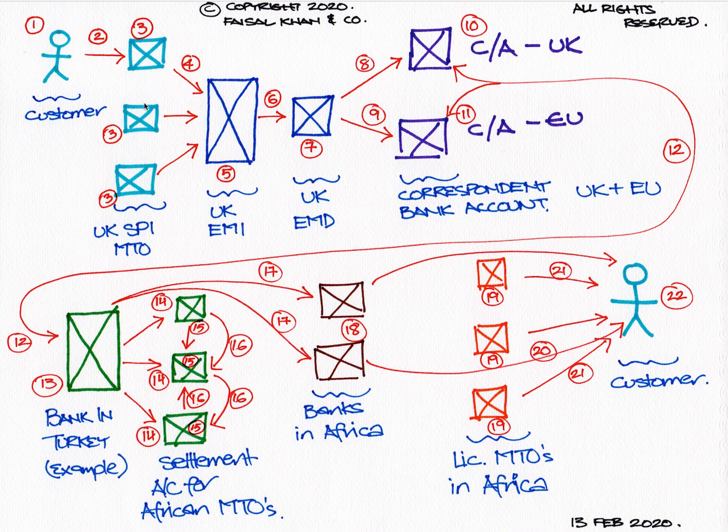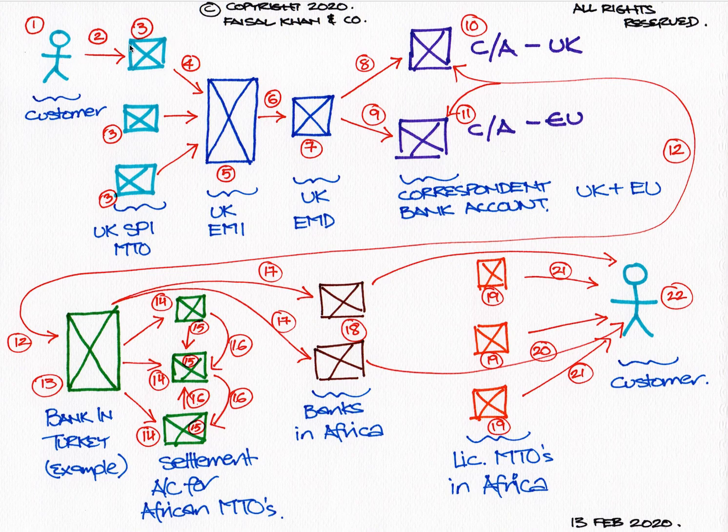So you have various small UK SPIs. SPI stands for Small Payment Institutions. These are small money transfer operators that predominantly perhaps used to work in the cash domain, but for the purposes of our discussion, they will be working in online payments only.